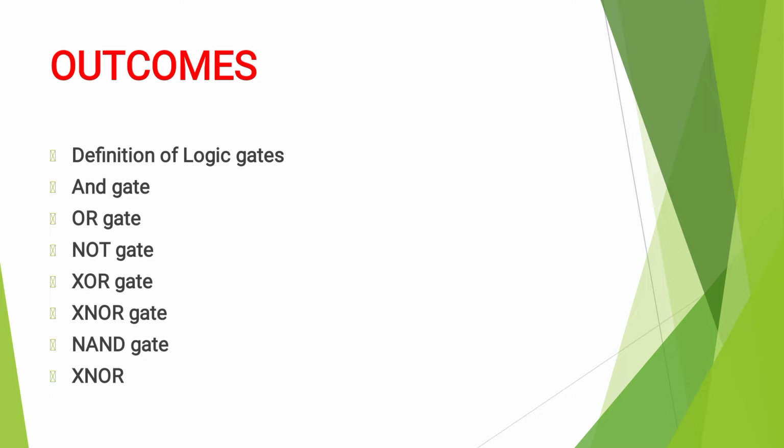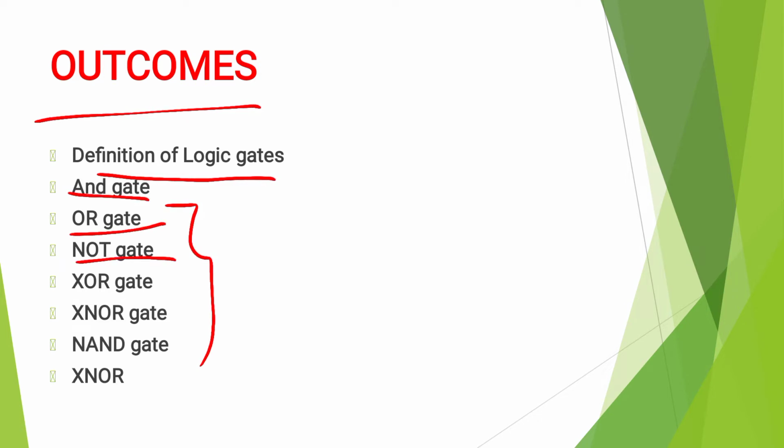First let's see the outcomes of this video. The first outcome is the definition of logic gates. In this I will teach you what is the exact definition of logic gates and what are the different types of logic gates. And next let's see the different types of logic gates. Those are AND gate, OR gate, NOT gate, XOR gate, XNOR gate, NAND gate and NOR gate.